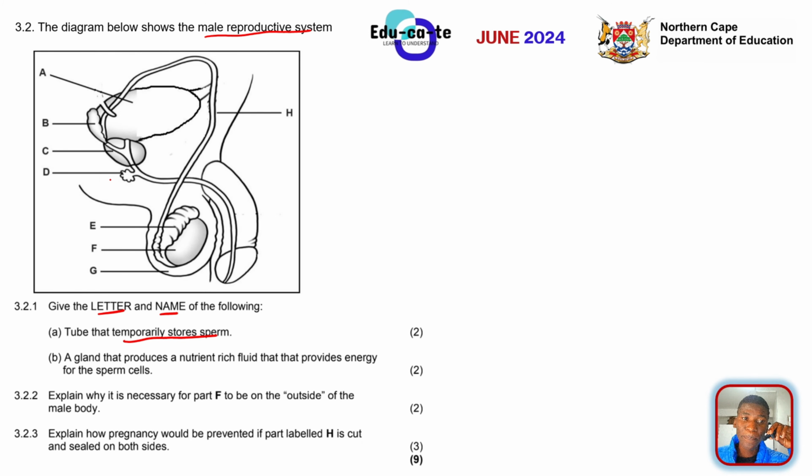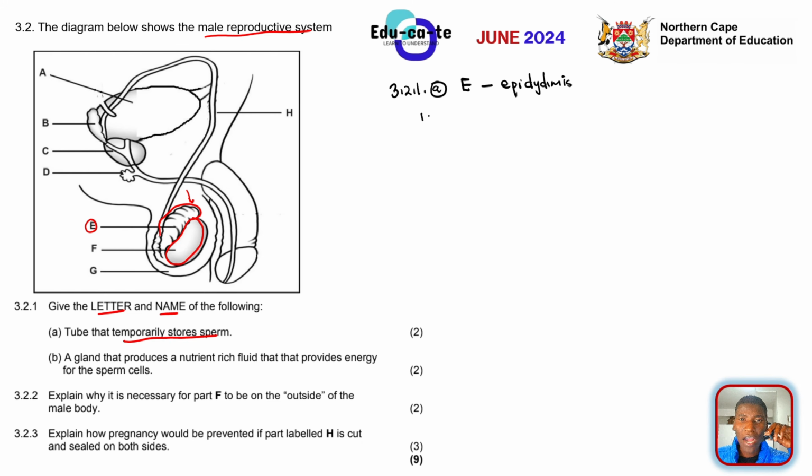So basically here, this is part E in this diagram because it is just next to the testis. So this tube here, that is just next to this ball, the special ball of life. So this ball of life here, the testis, next to it there is an epididymis, and in this case it is part E. So when you write it, you are supposed to say 3.2.1, and A, you say that the answer is E. That's the letter, and then the name, you say epididymis. So this is epididymis.